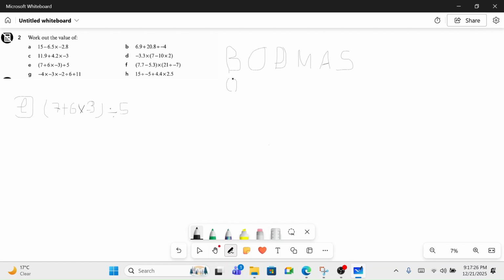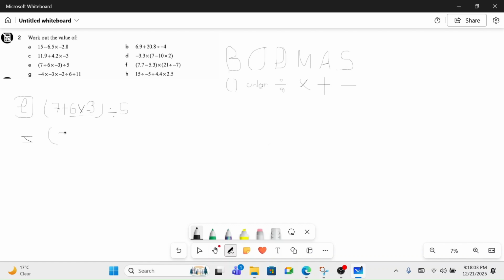B means bracket, O means order, D stands for division, M is multiplication, A is addition, and S is subtraction. Okay, so let's proceed with this math. As we know from BODMAS, we have to work with what's in the bracket first, and what's inside our bracket is this. We work with this first.